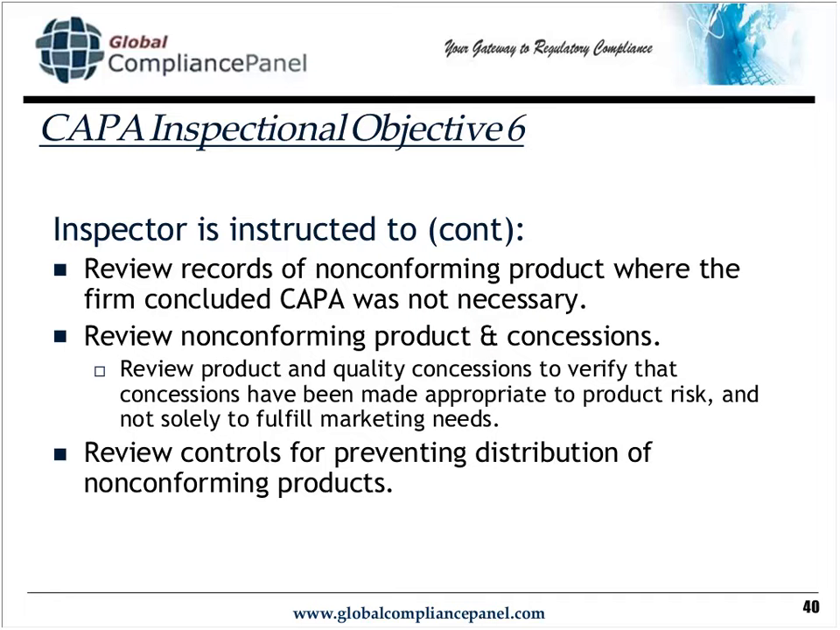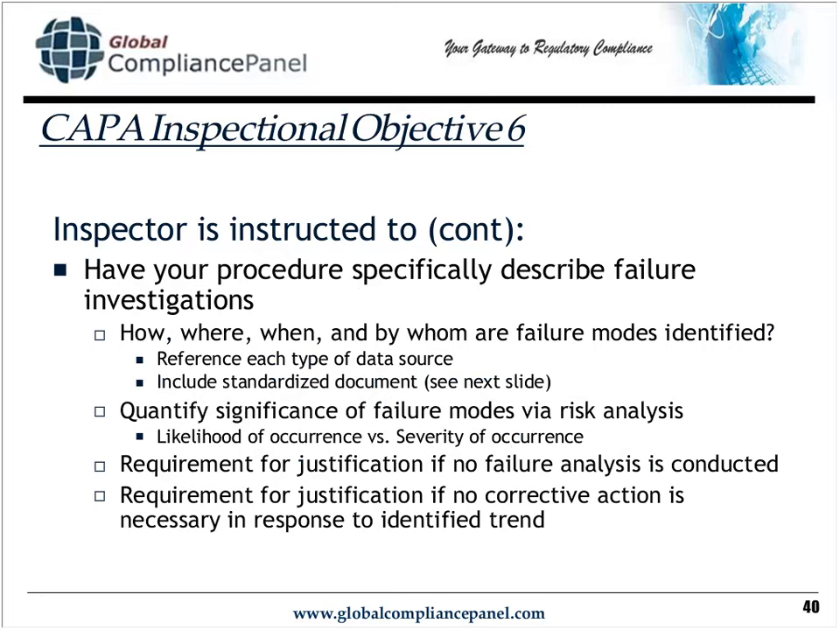patient safety? And if you have a deviation form, never write market requirements as the reason for the deviation. That is something, as you can see here in Objective 6, that the inspector is explicitly warned against allowing. And they're going to make sure that you have a procedure for making sure that nonconforming product is not distributed.